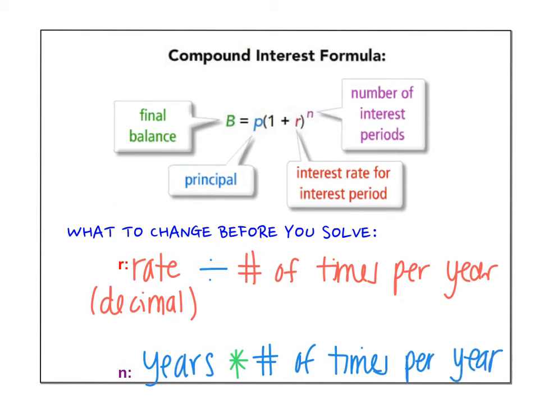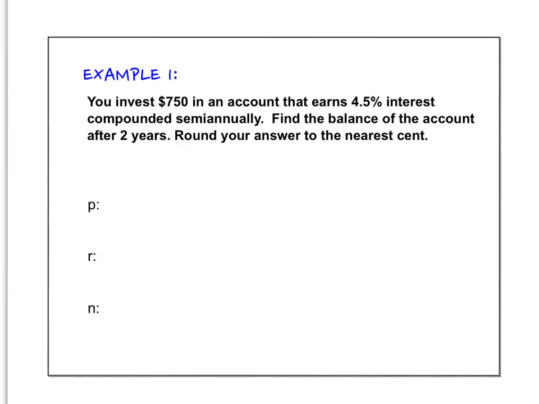So in that last example, if it was 2 years twice a year, you would do 2 times 2 and use 4 in your formula for N. So write these 2 things down in your notebooks. Pause the video if you have to. But again, the rate you are dividing by the number of times per year, and the N you are multiplying by the number of times per year.